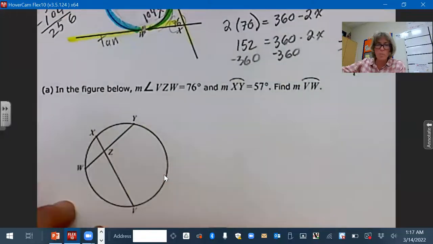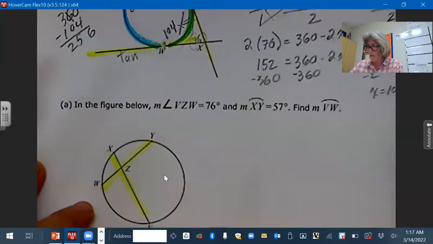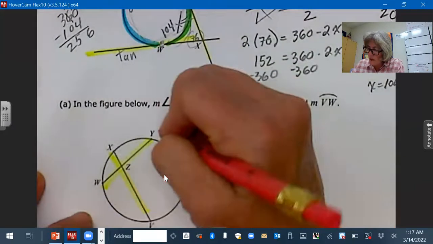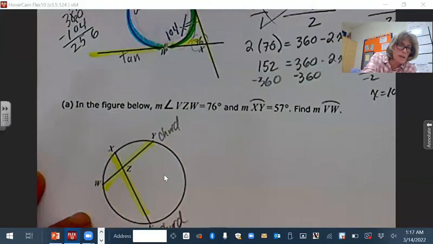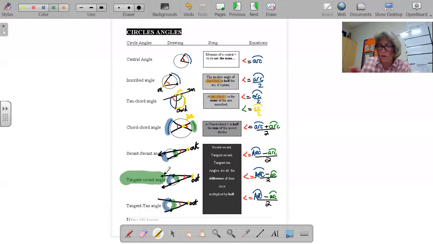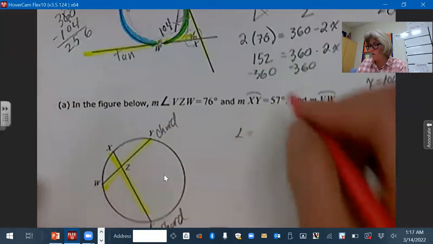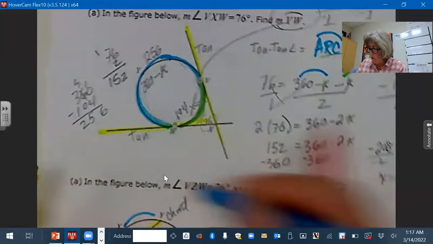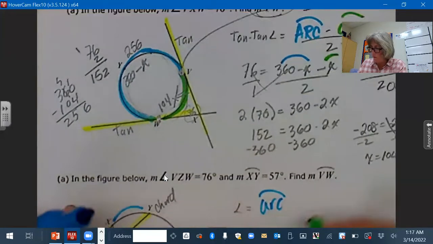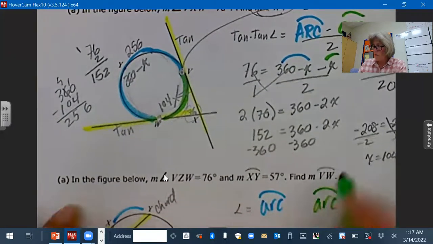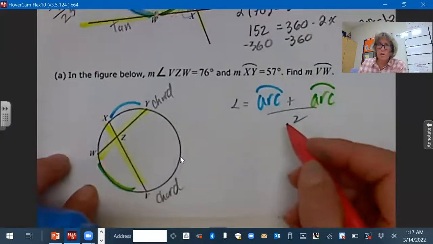Down here, again, start by tracing. And this is a chord. Taking a look here, a chord is going to be angle equals 1 arc plus the other arc over 2. 1 arc plus the other arc over 2.